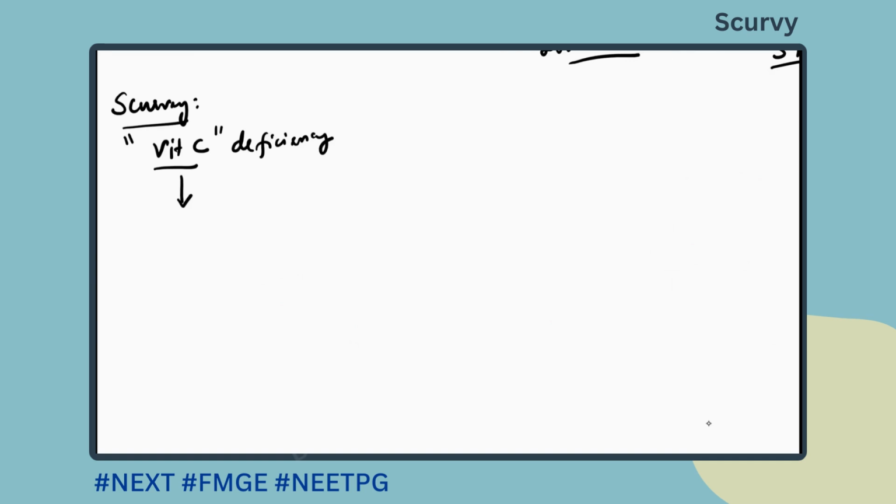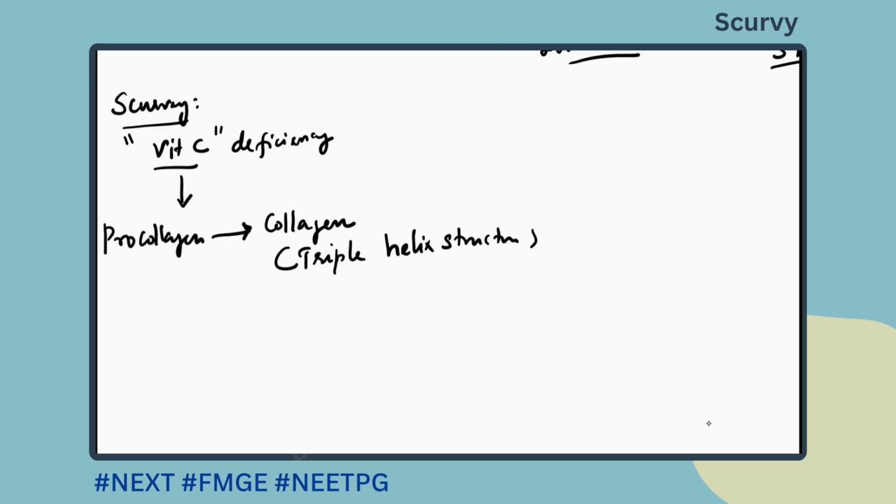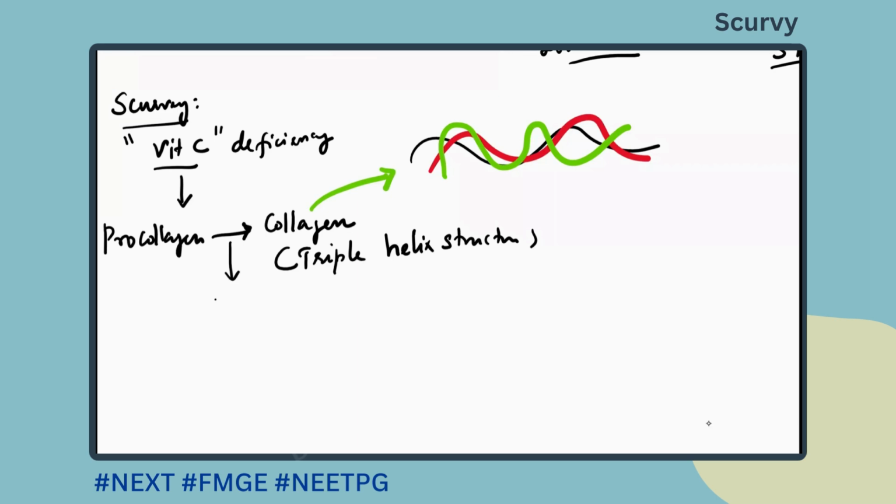Vitamin C converts pro-collagen into collagen. Collagen is a triple helix structure. You see the collagen, this will be one strand, this will be the other strand, and you will have three strands like this. So it is a triple helix structure. Pro-collagen has to be converted into collagen like this. It requires vitamin C.